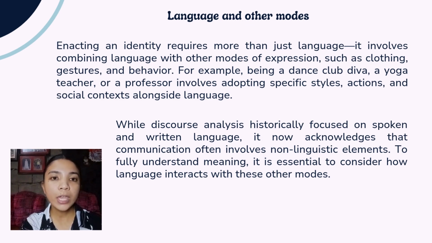To enact who we are in different contexts, we combine language with other forms of expression, such as clothing, dressing in a way that fits the role, like wearing glamorous attire as a dance club diva or professional clothing as a professor. Gestures and behavior, using body language or actions that align with the identity, such as calm, deliberate movement for a yoga teacher. Social context, being in the right environment or interacting with the right group of people to reinforce the identity.